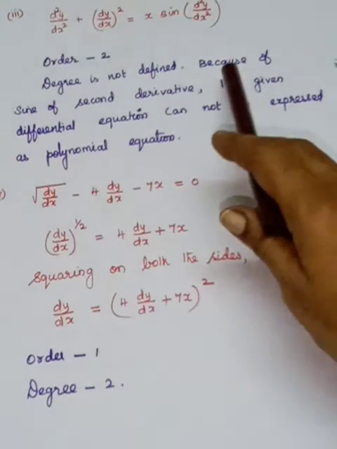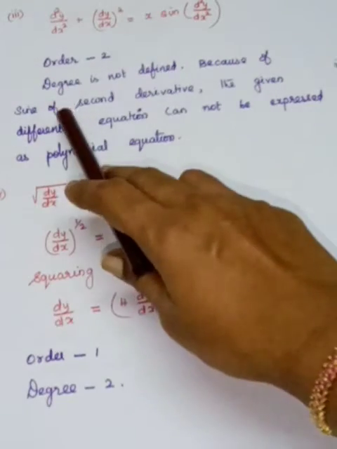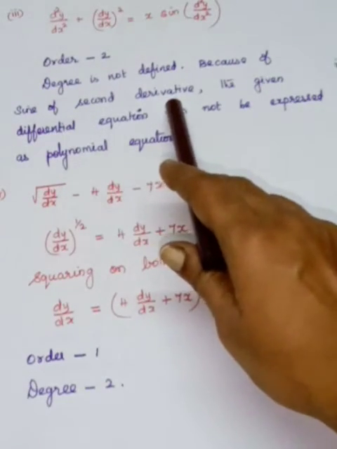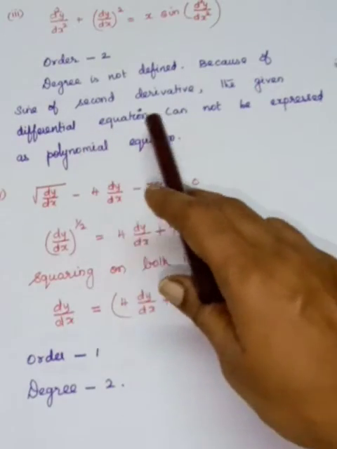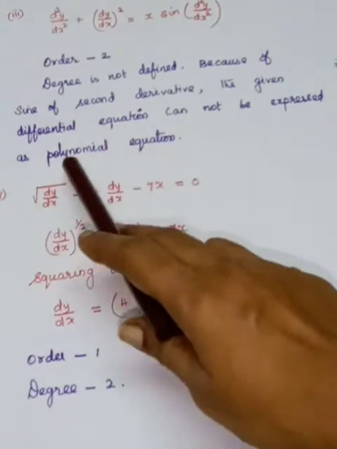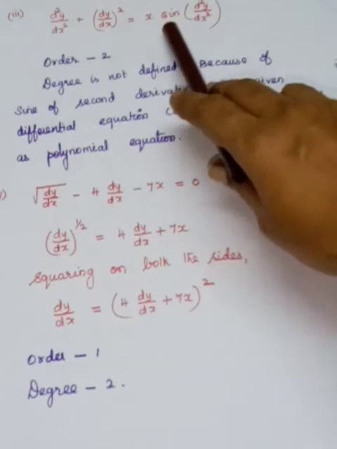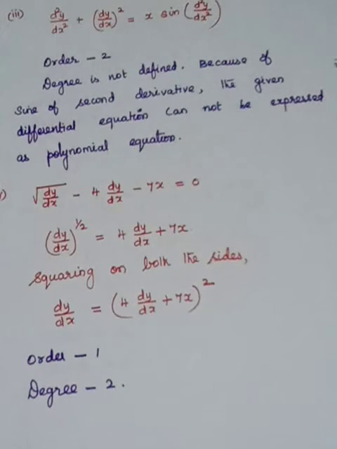So you have to give the reason: because of the sine of the second derivative, the given differential equation cannot be expressed as a polynomial equation, since the derivative is the argument of a trigonometric function. Therefore the degree is not defined.